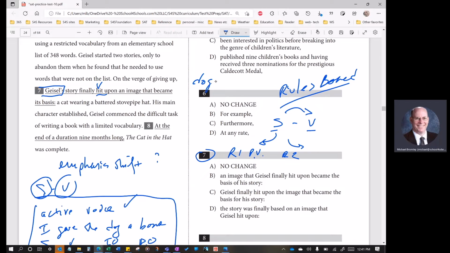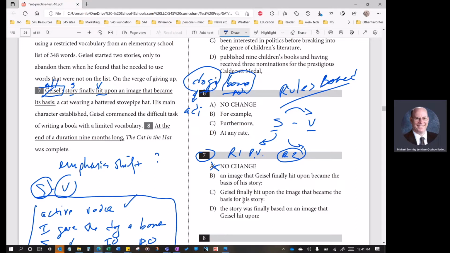So my dog's bone, the bone is the noun, and this is what we call an attributive noun, a possessive noun, but it's acting as an adjective because this is describing the bone. Whose bone? The dog's bone. Whose story? Geisel's story. So this is actually acting as an adjective modifier. So this is my subject. Well, the subject didn't hit the image, so that's using rule 2. We get rid of that one, and we do the same thing.